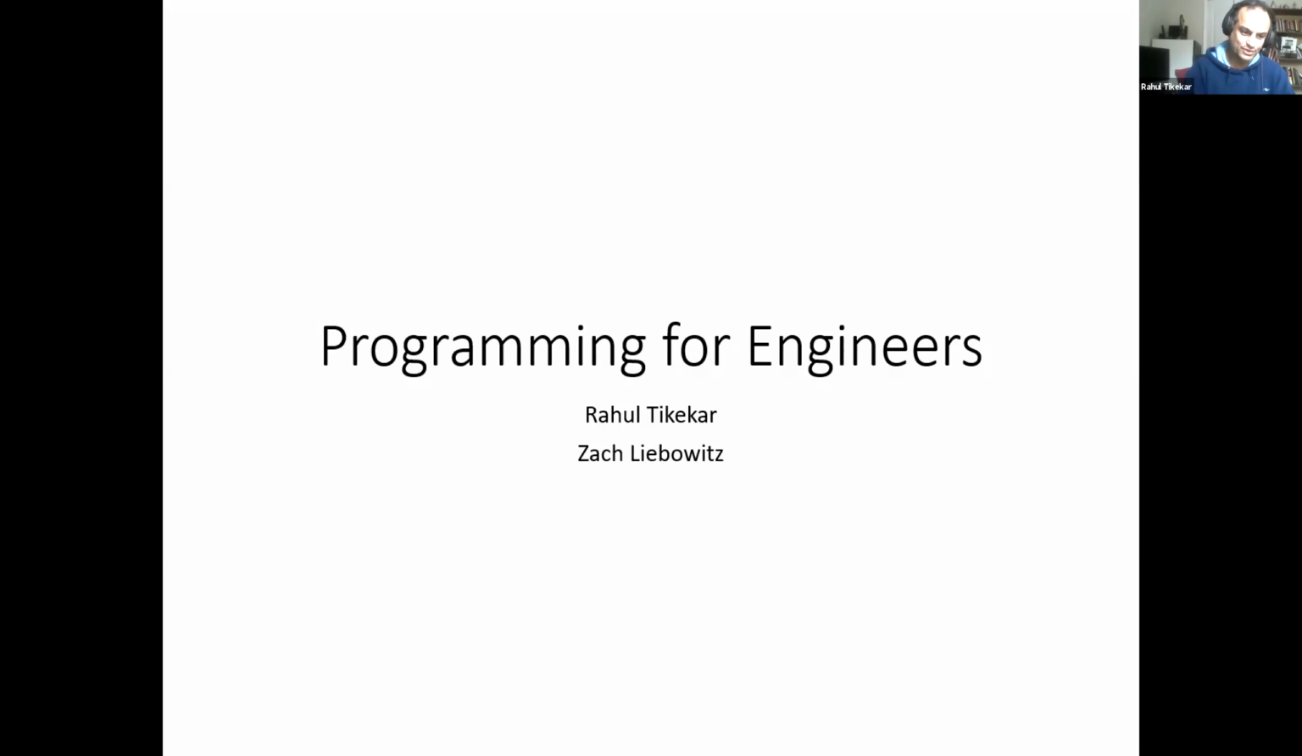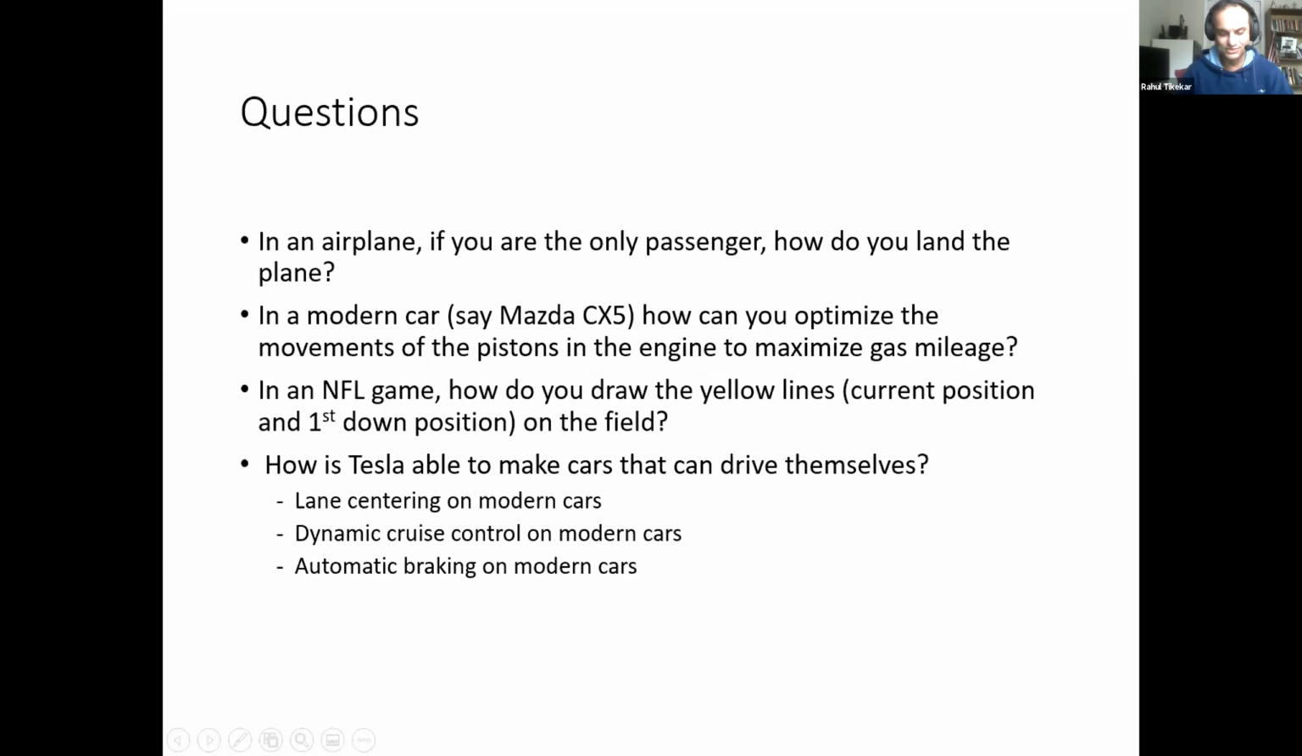So let's start with, let me see if I can get the slides to move forward here. There we go. So, here are some questions to ponder. Assuming you find yourself on an airplane to be the only passenger, somehow all the others vanished. Question is, how can one land the plane? The plane will land without your help, but how?